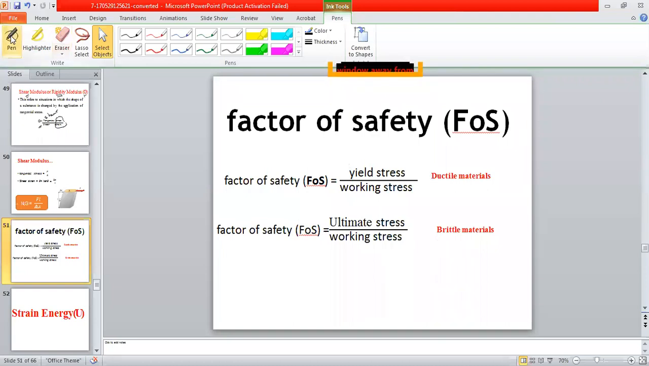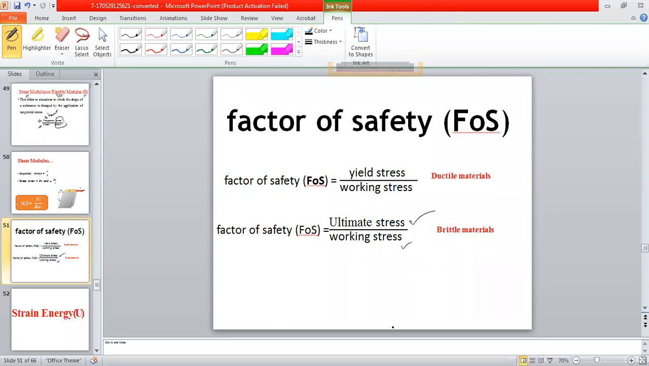If the material is a brittle material, we need to consider the ultimate stress, ultimate stress by working stress. Sir, how to get the yield stress? How to get the ultimate stress?